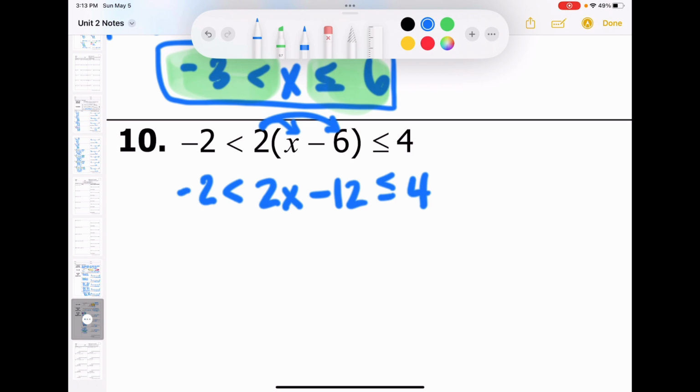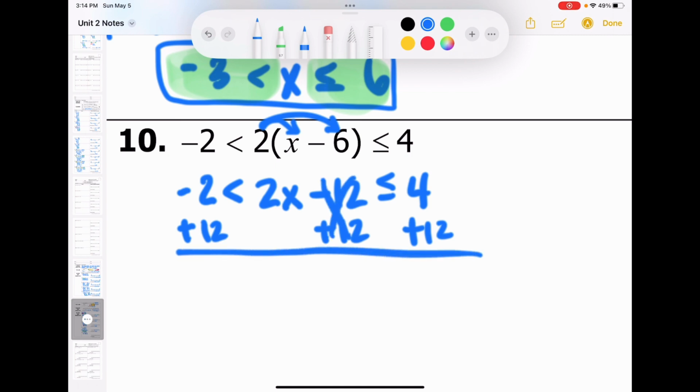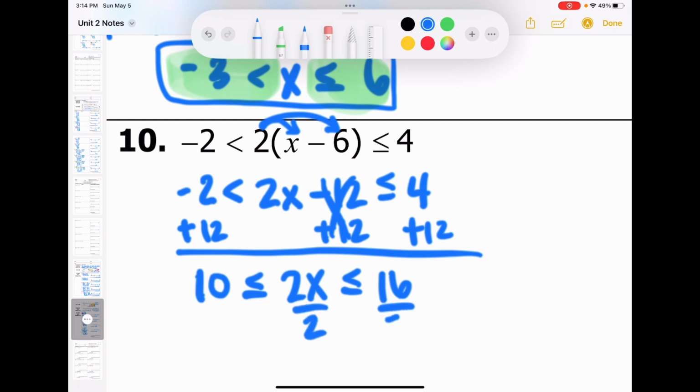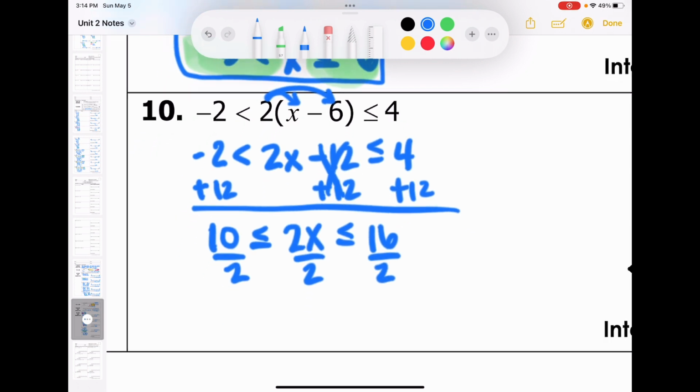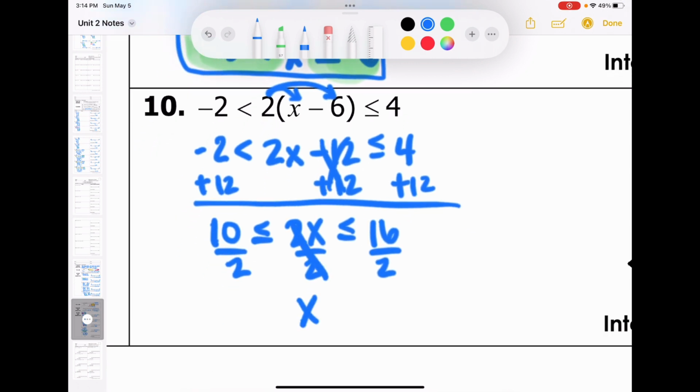Now I need to get 2x by itself, so to move that negative 12 to both sides, I'm going to add 12. So that leaves me with 2x in the middle. Negative 2 plus 12 is 10, and 4 plus 12 is 16. And then my last step is to divide all sides by 2. So that leaves me with just x in the middle. 10 divided by 2 is 5. 16 divided by 2 is 8.